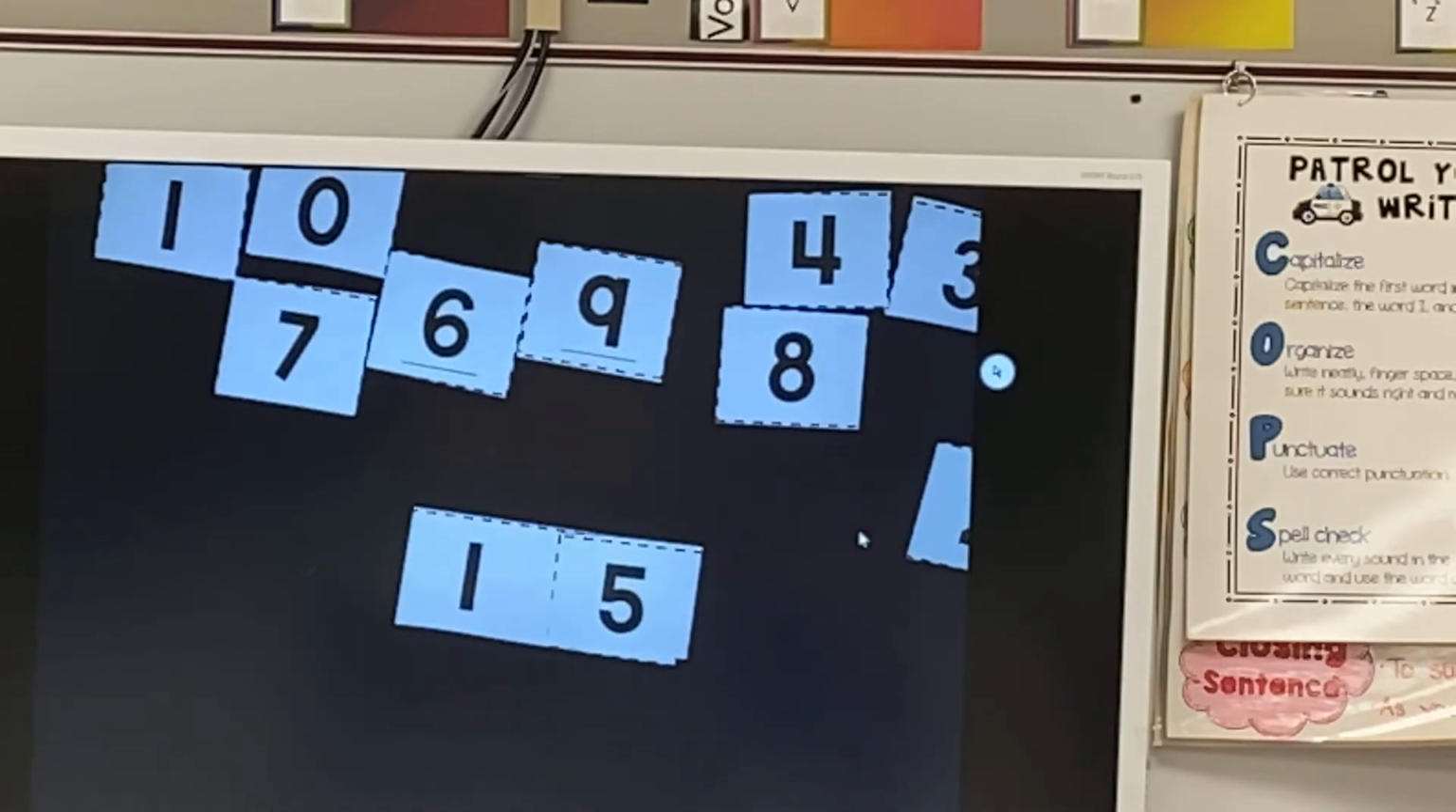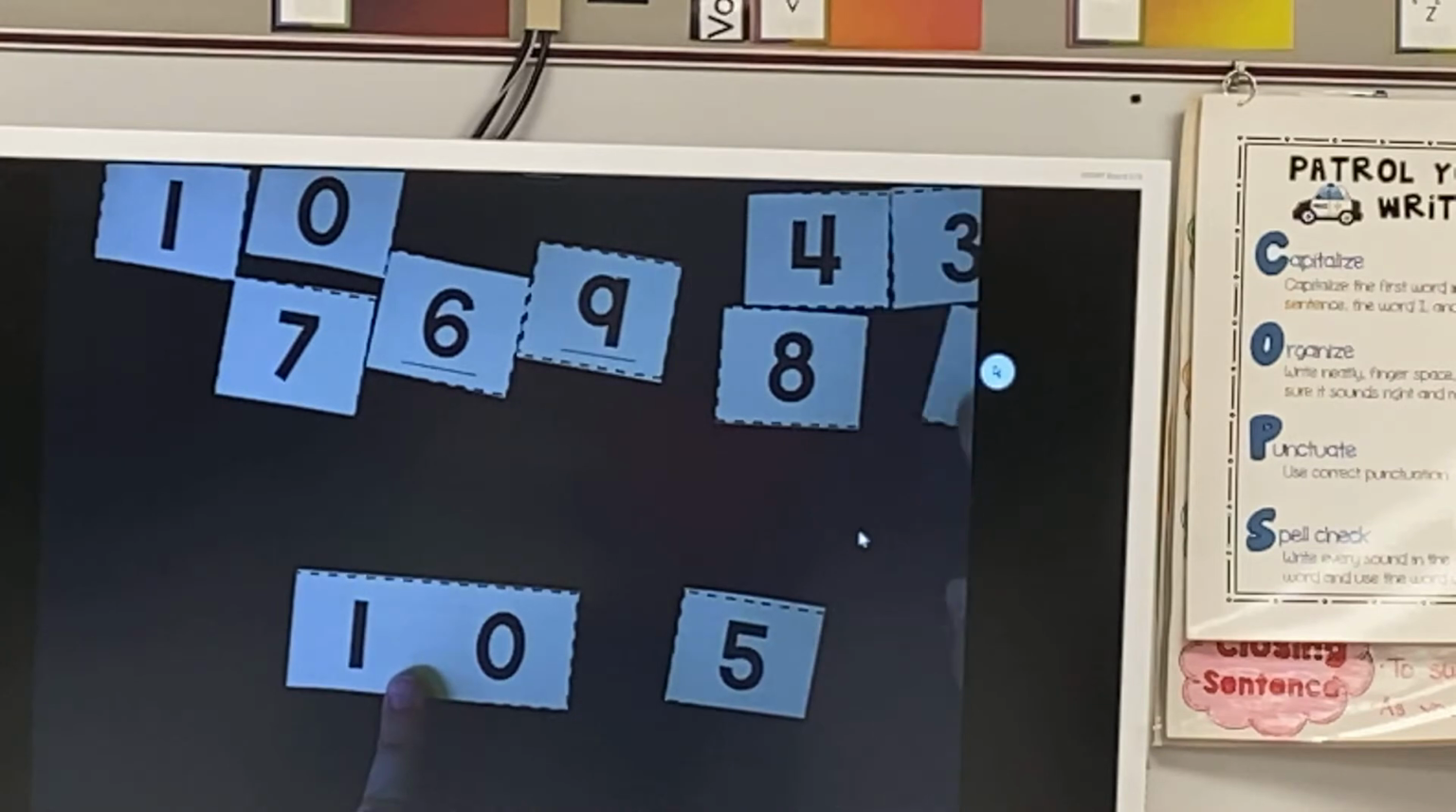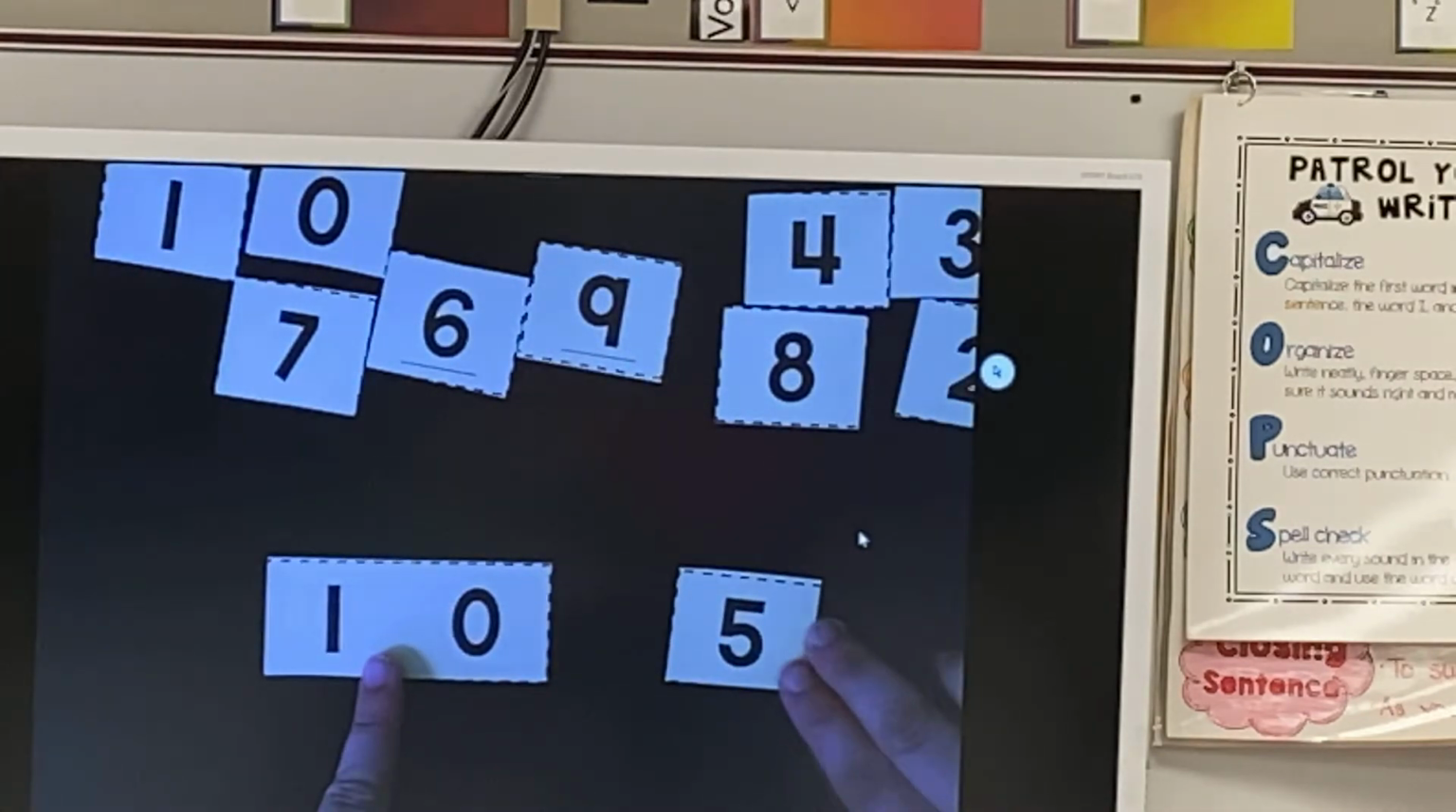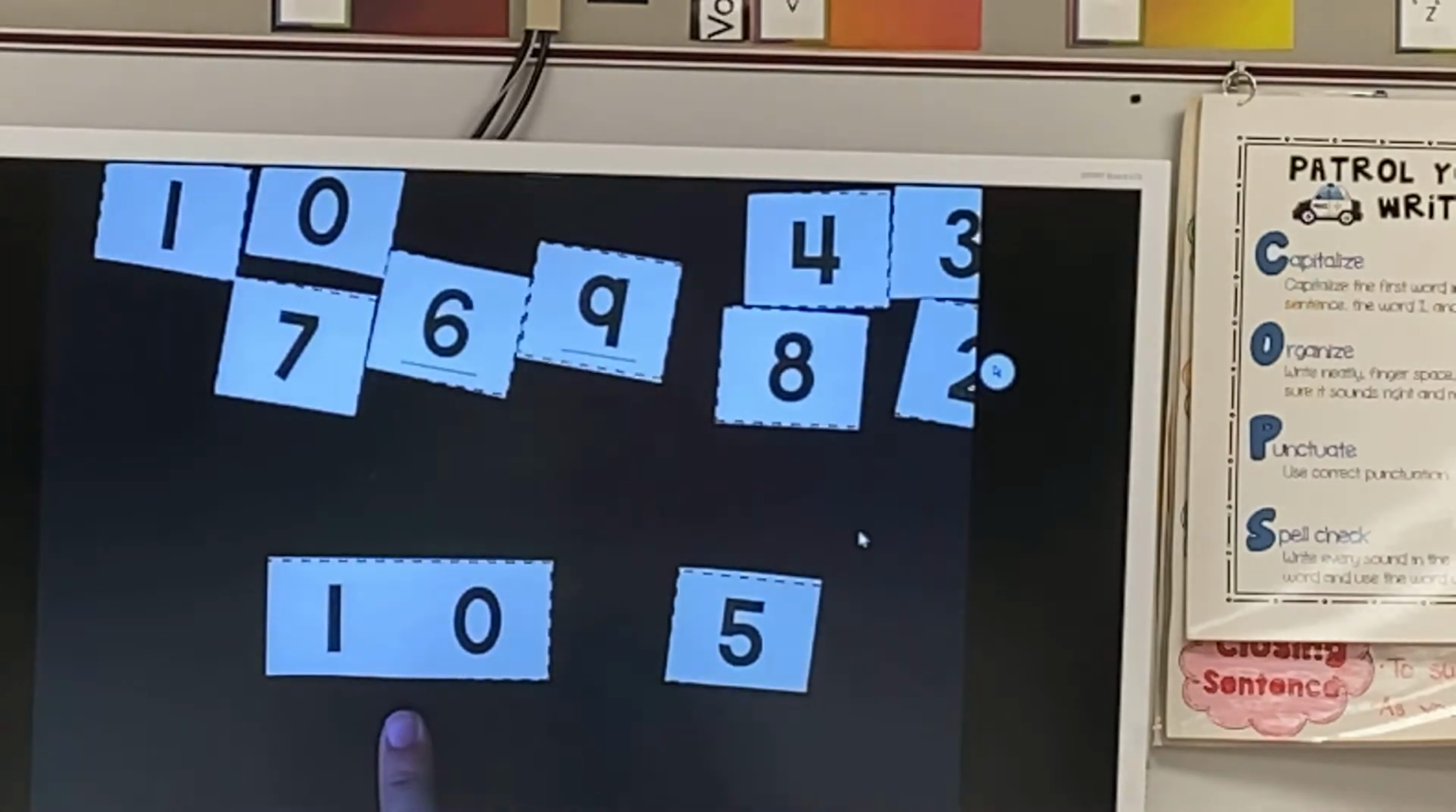Xavier, what 2 parts are there in 15? There's 5, and there's what? What is this? No, this is not 1. What is this? 10. So there's 5 and 10 in the number 15. So 15 is made up of 2 parts. It's made up of a 10 and 5 ones.